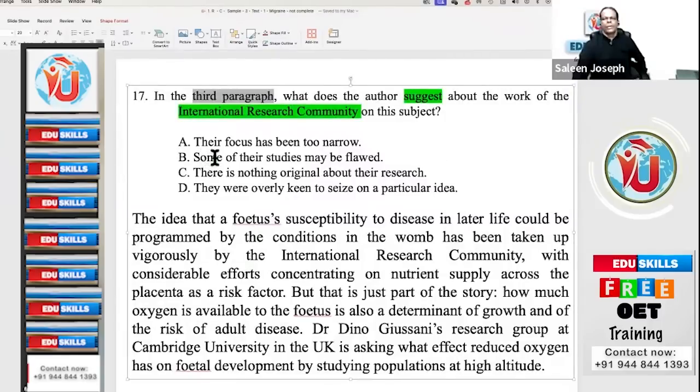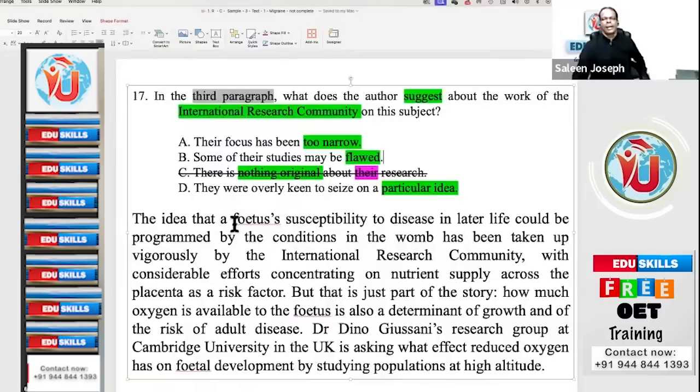First option, their focus has been too narrow. Too narrow. Second, studies flawed. Then there is nothing original about their work. They were overly keen to seize on a particular idea. Particular idea. Okay. Now let's just go to it.